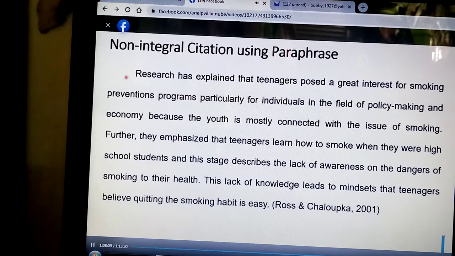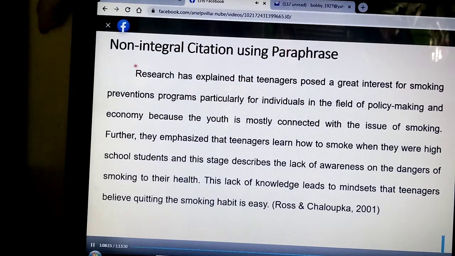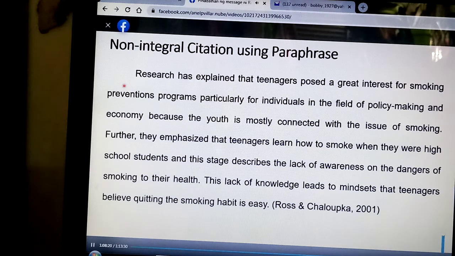No? Bago tayo magtapos, eto, I converted this one into a review of related literature galing dun sa article ni Ross and Chalupka. So, paraphrase po siya. So, wala pong kinopya doon sa original. I use my own words.